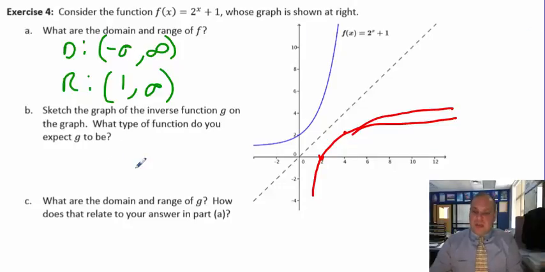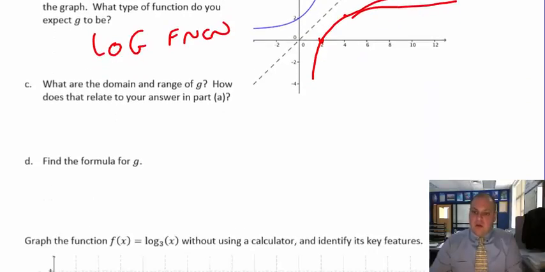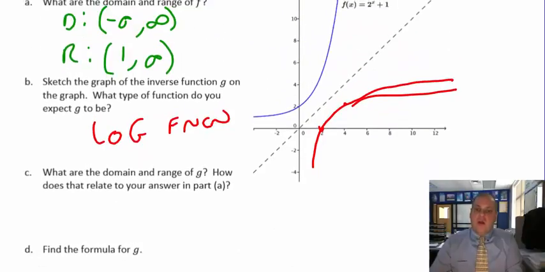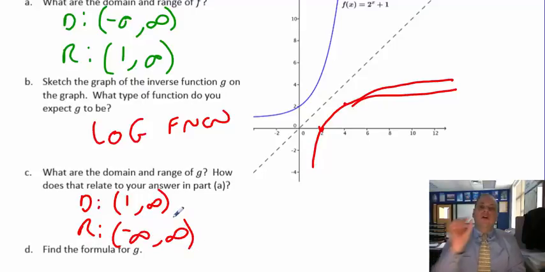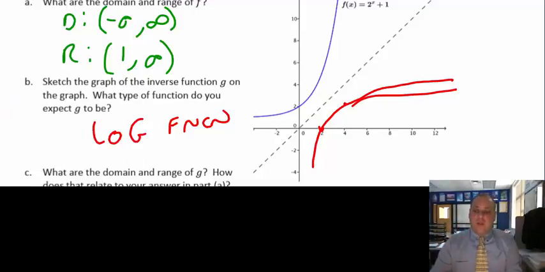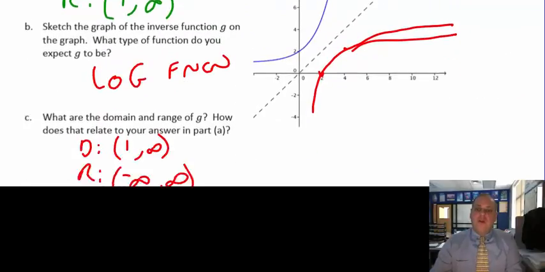What type of function do you expect g to be? Well, we expect it to be a log function. Okay, and what are the domain and range of g? Well, again, when you do an inverse, the x's and the y's switch, so therefore the domain and the range switch. So here your domain will be 1 to infinity, and then your range will be negative infinity to infinity. Again, you switch the x's and y's, so your log's going to have the opposite domain and range from the exponential.